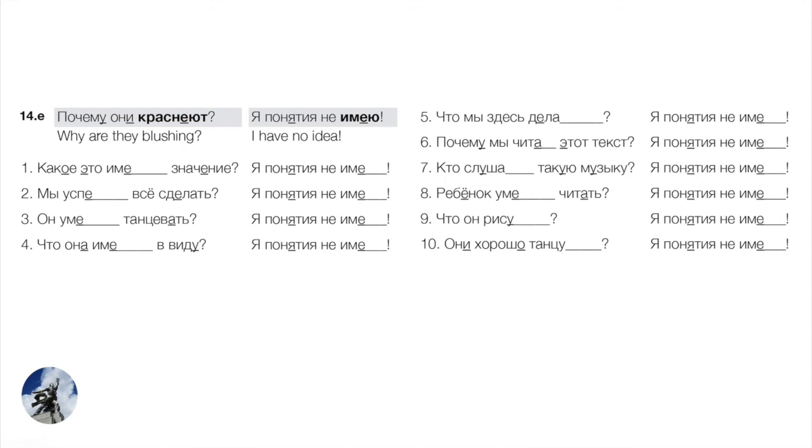Number 9, what is he drawing? Okay, here's an ова verb, right? Рисовать is an ова verb. Что он рисует? Я понятия не имею. I have no idea.